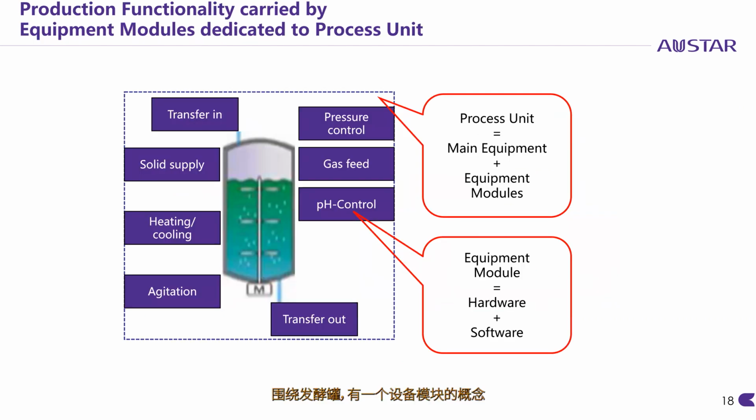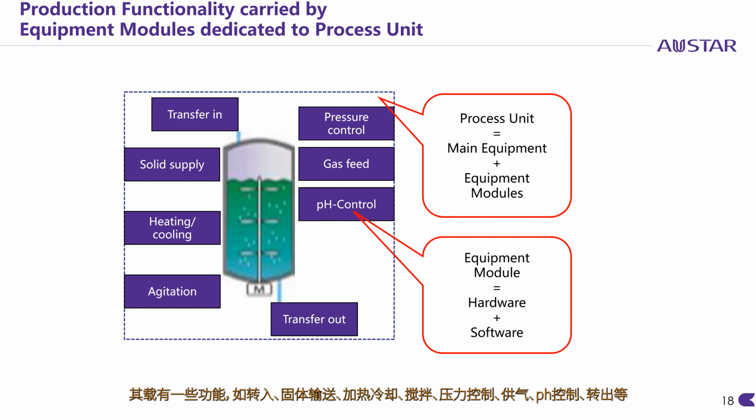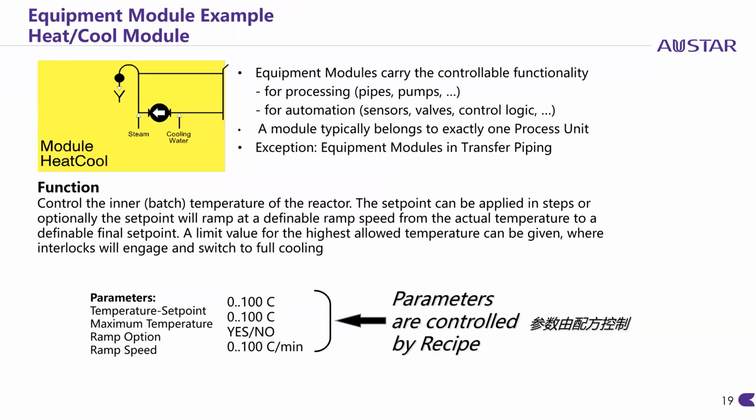Around the fermenter, we have so-called equipment modules. An equipment module carries a certain functionality like transfer in, solid supply, heating, cooling, agitation, pressure control, gas feed, pH control, or transfer out. These equipment modules are composed of hardware and software. And the whole process unit is composed of a piece of main equipment and a number of equipment modules. Now, what is an equipment module? How do we organize that itself?